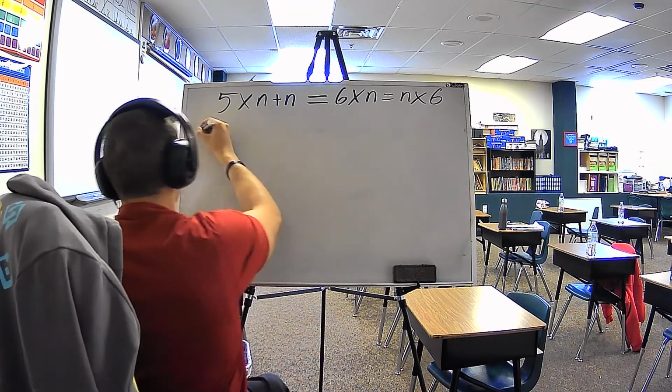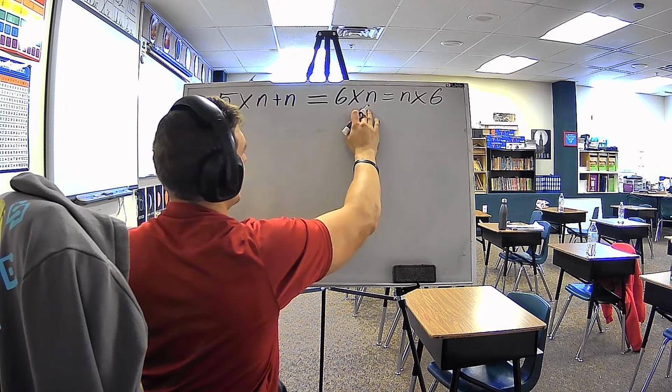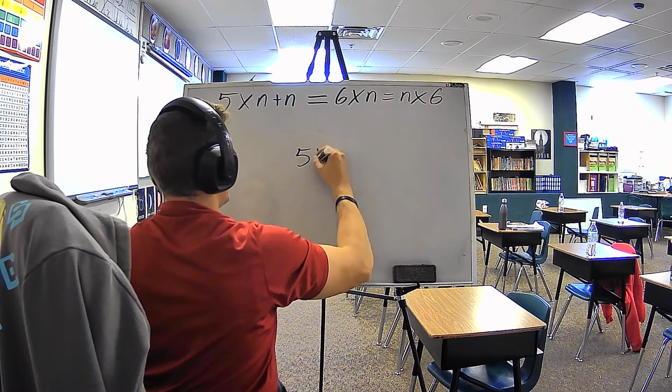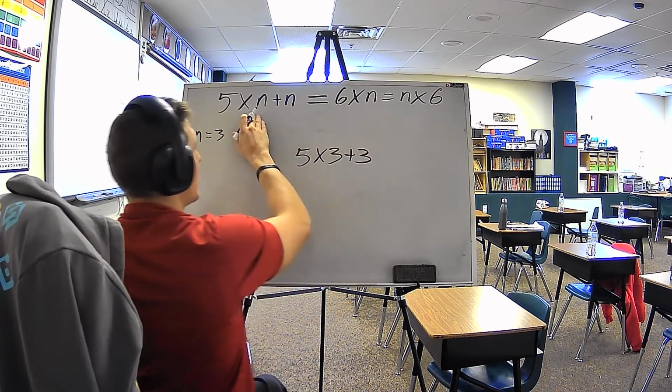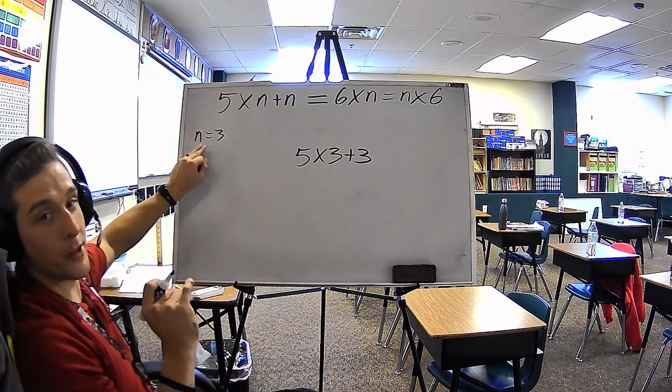We'll even keep the n equals 3 part to prove this next part. We know that 6 times 3 is equal to 3 times 6. So what about 5 times 3 plus 3? Because remember, if this is 3 and this is 3, that means these two have to be 3 based off of the information we have here.